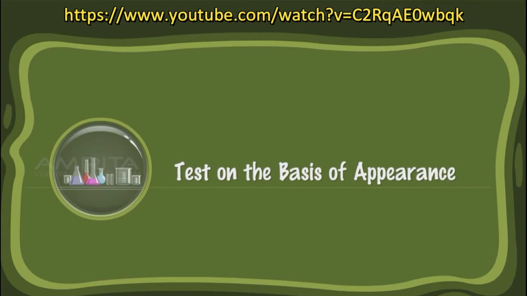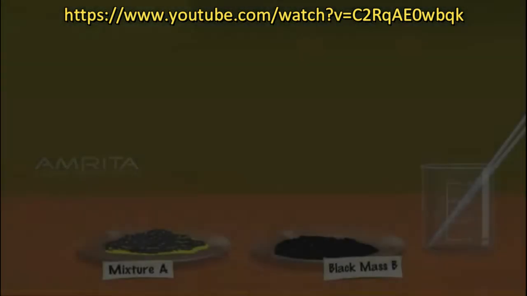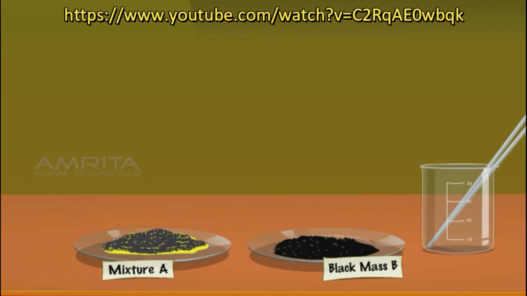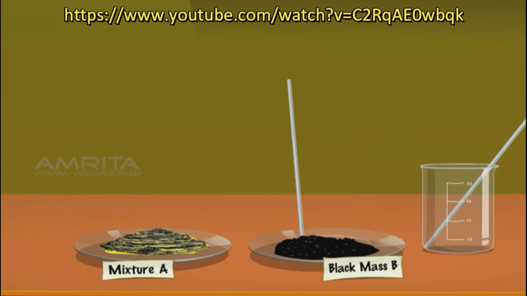Test on the basis of appearance. Take a small quantity of mixture A and black mass B in two different watch glasses. Mix the mixture A in the watch glass using a glass rod. You will see yellow powder in which some iron filings are visible. Then mix the black mass B in the watch glass using a glass rod. No iron filings are visible in the black mass B. Thus we infer that a mixture is heterogeneous and a compound is homogeneous in nature.